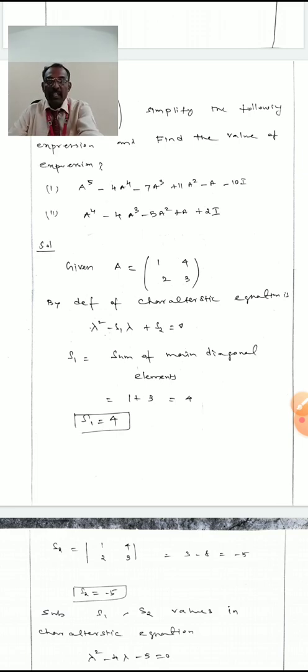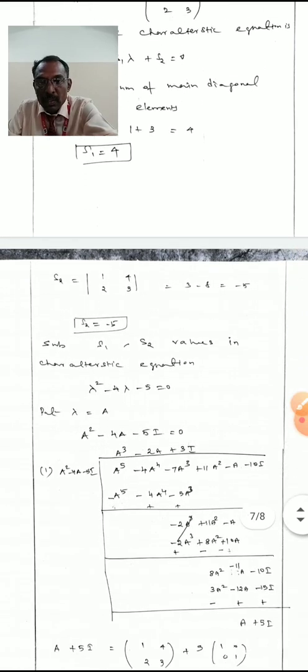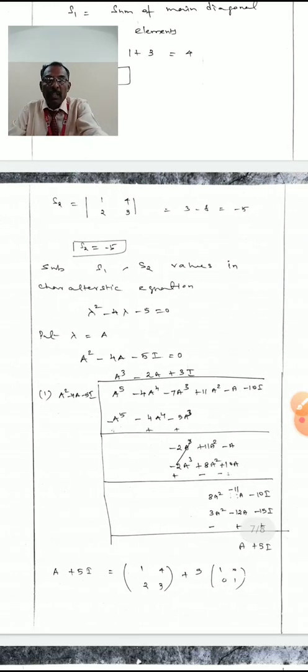The question is very clear: first do the simplification and also find the value. In the previous problem it was simplification only, not finding the value, but in this problem it is simplification with the value. So subdivision number 1: A^5 − 4A^4 − 7A^3 + 11A^2 − A − 10I, divided by the Cayley-Hamilton equation, A^2 − 4A − 5I.